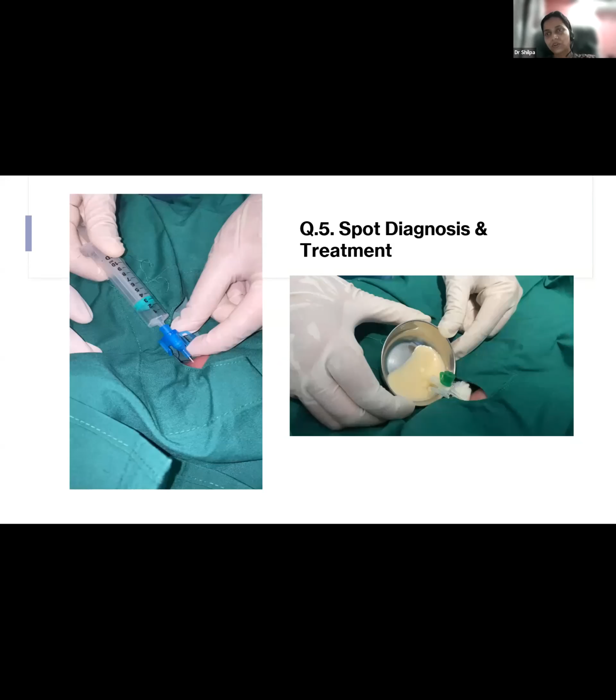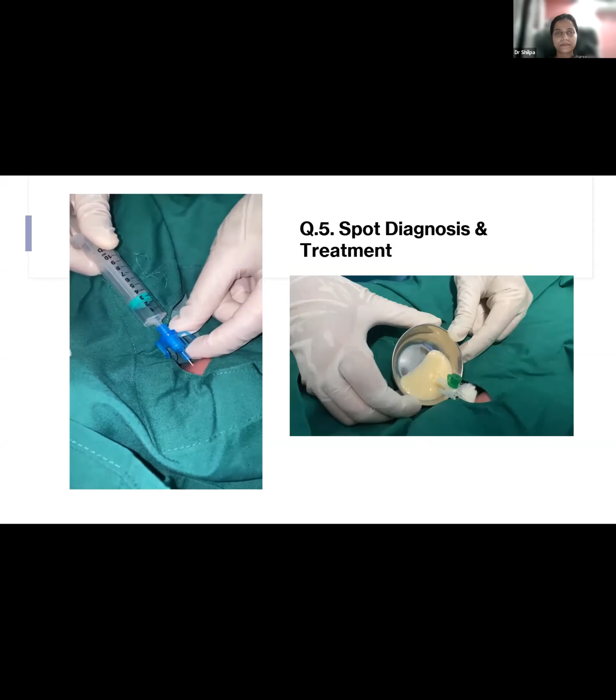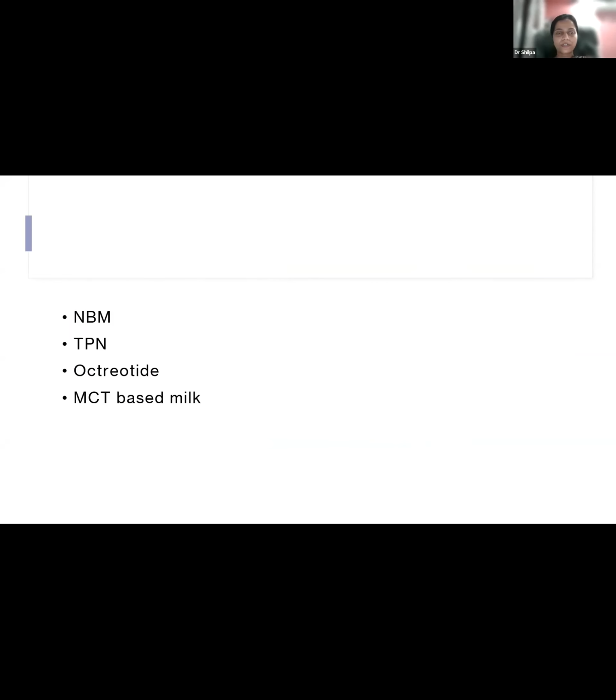Okay. So what do you give? So you keep the baby NBM, TPN, aggressive TPN. Okay, octreotide if the baby does not respond to conservative management, and an MCT based formula.